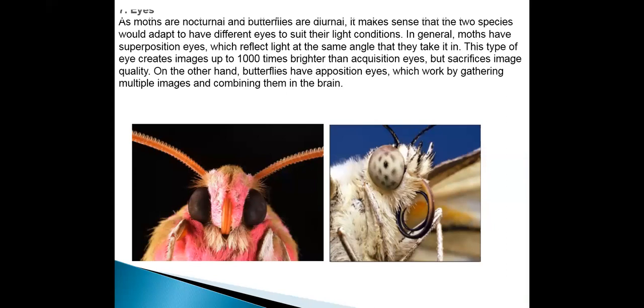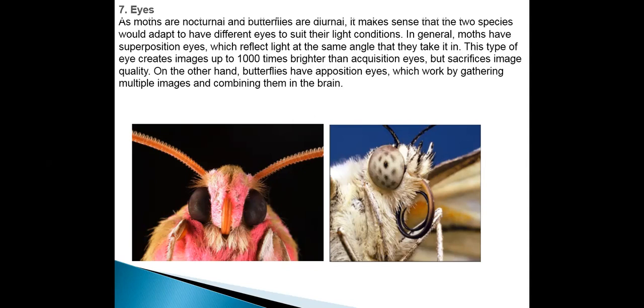So when you look at the eyes, you generally know that moths are very active only during night time. Those insects don't need colors or image detail, only the size of it. So what they have are superposition eyes. They reflect the light at the same angle at which they take it in, so this enlarges the image they are seeing. In the dark, when they observe an object, they want to see it in a bigger proportion, so it increases about 100 times.